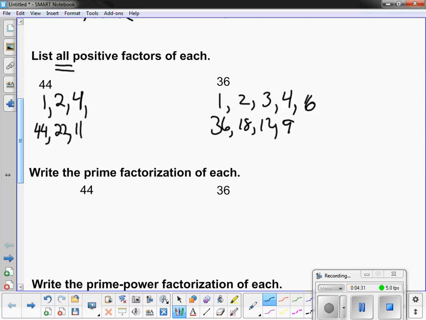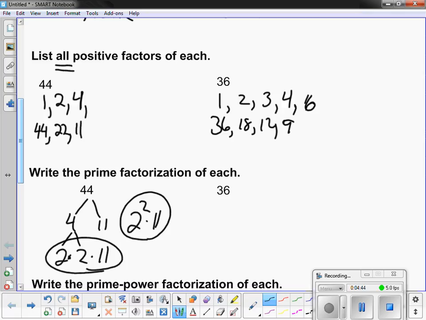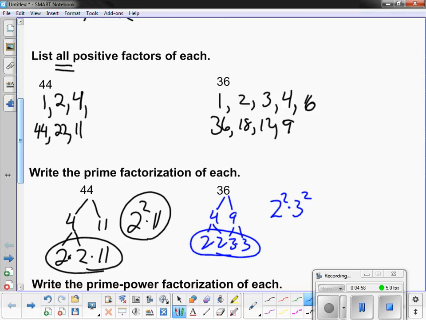This is where we're going to take the 44 and say that's 4 and 11. And 4 is 2 times 2 times 11. So my answer is 2 times 2 times 11. Or I can say 2 squared times 11. Okay, for 36, I've got 4 and 9. Well, 4 is 2 times 2, and 9 is 3 times 3. So I could leave my answer like that, or I could say it's 2 squared times 3 squared. Either one of those is fine. That's where you do your factor tree. That's on the one where it says write the prime factorization on it.